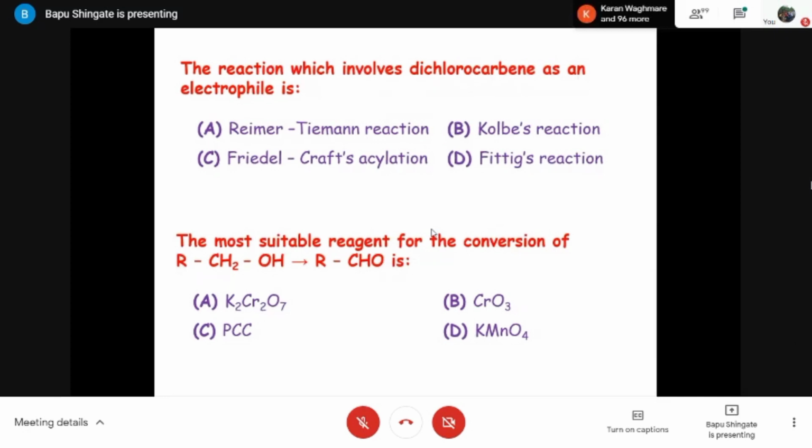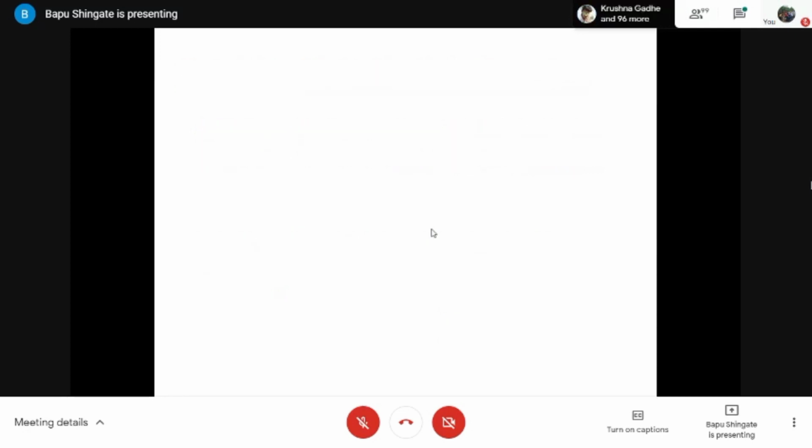The reason is that potassium dichromate or potassium permanganate requires water to carry out oxidation, and more oxidation takes place, leading towards the carboxylic acid. That is the reason.